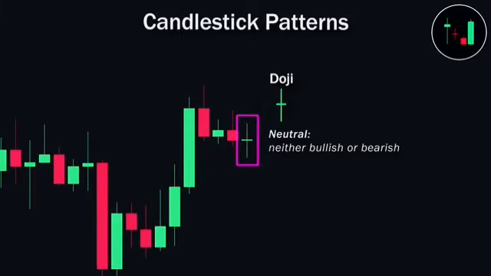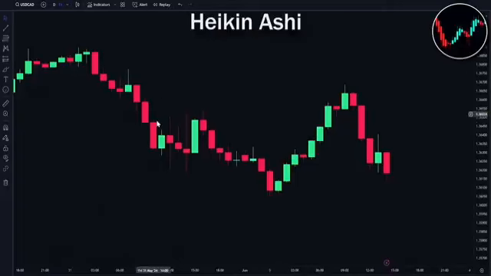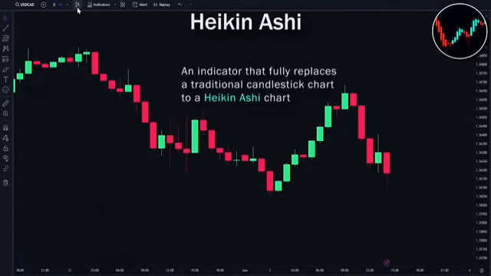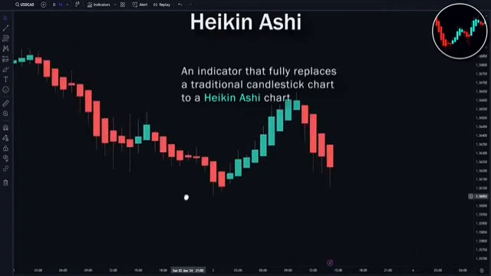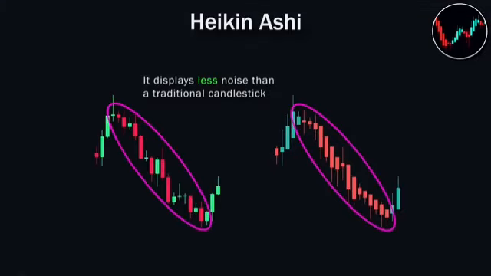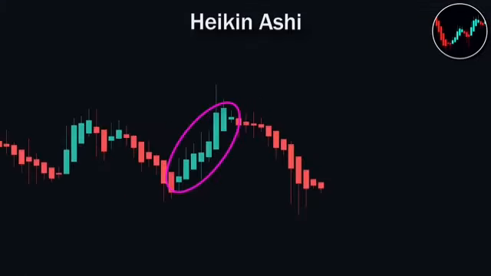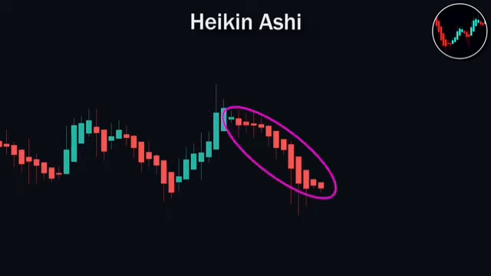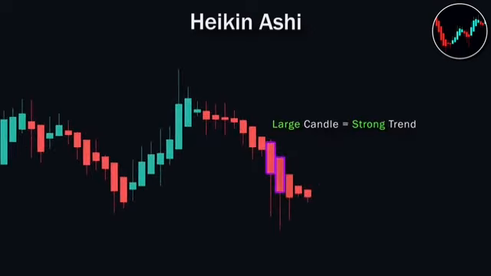Fibonacci. It is an indicator that fully replaces a traditional candlestick chart to a Fibonacci chart. When applied, it tends to give less noise than a traditional candlestick. A green Fibonacci candle signals that the price is on an uptrend, and a red Fibonacci candle signals that the price is on a downtrend. The size of the candle's body also indicates how strong a trend is. The larger the candle, the stronger the trend. Keep in mind that the Fibonacci only acts as an indicator. It does not display the real market price.